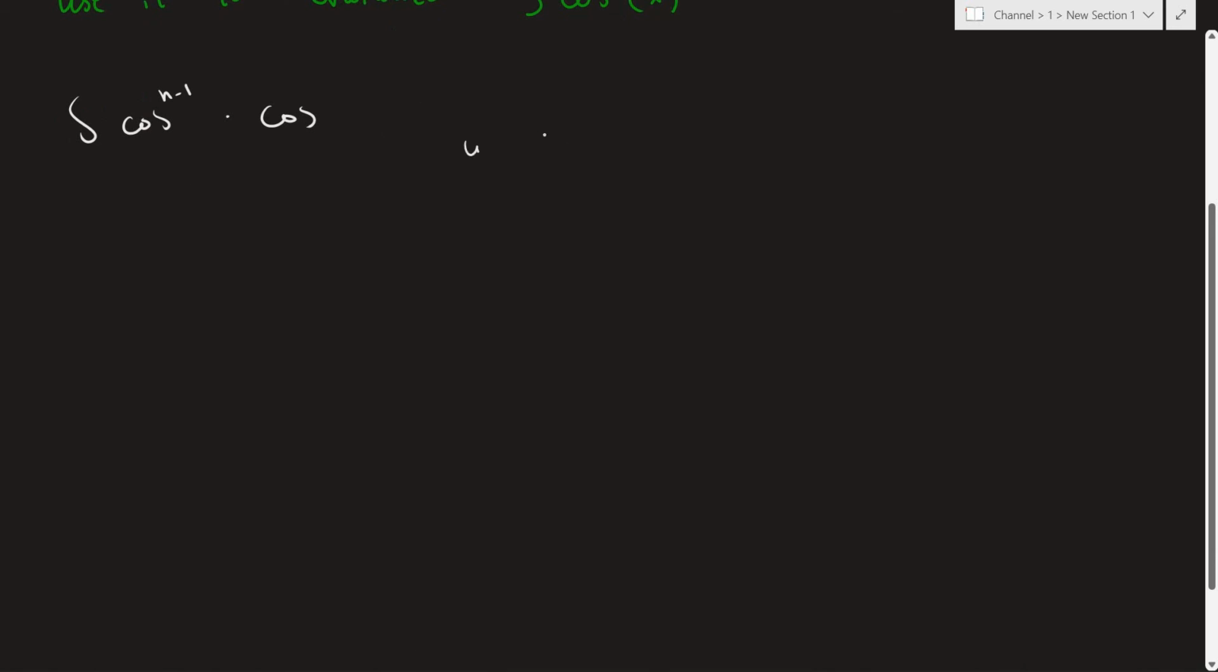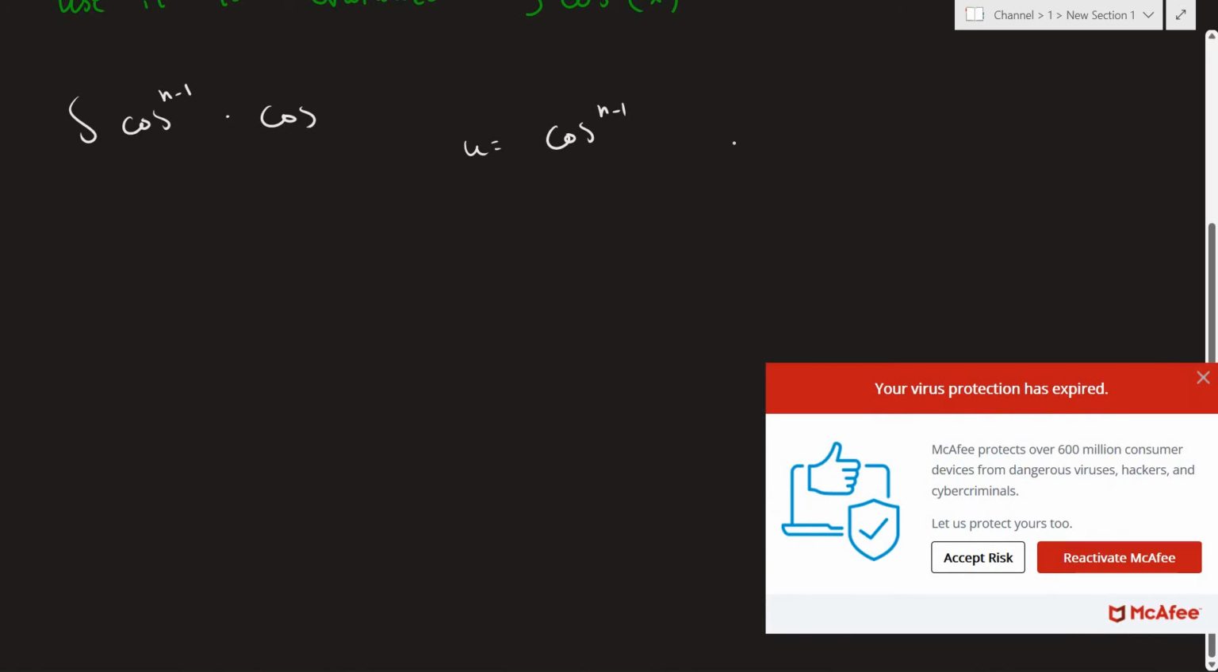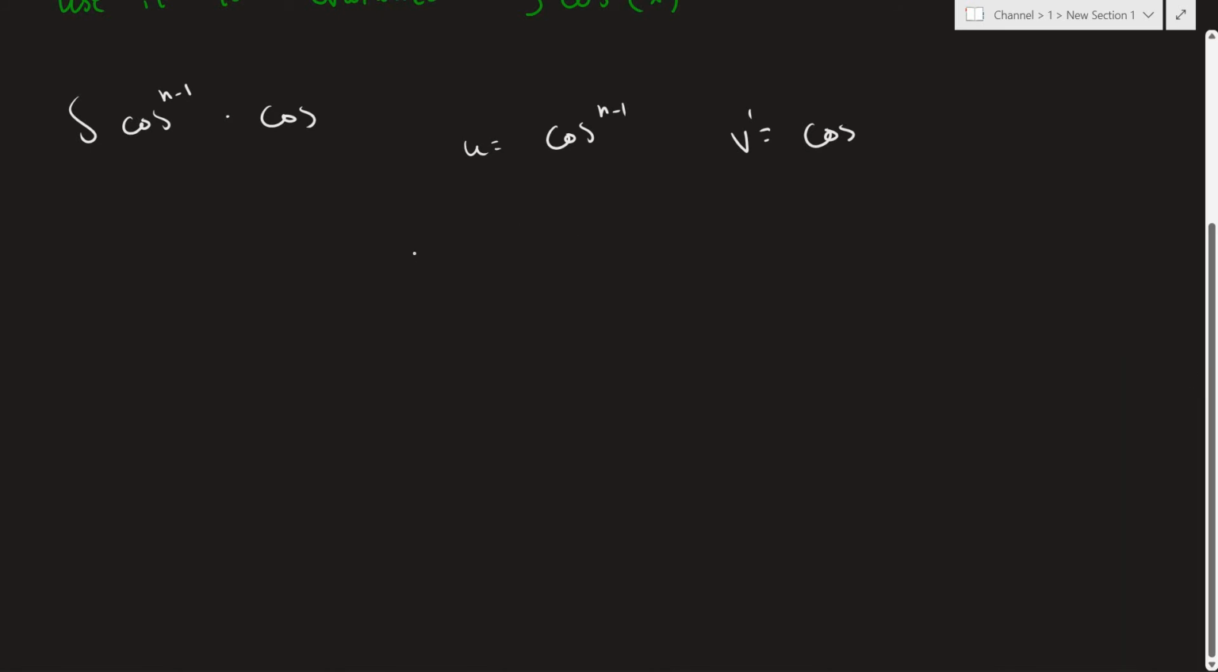So we have two parts here. u is equal to cosine^(n-1), while v prime is equal to cosine. The derivative of cosine^(n-1) is n minus 1; we drop the power, then cosine to the power minus 1, so n minus 1 minus 1, which is n minus 2, times the derivative of cosine, which is negative sine. So we put the negative outside here. The integration of cosine is simply sine. It's the opposite.